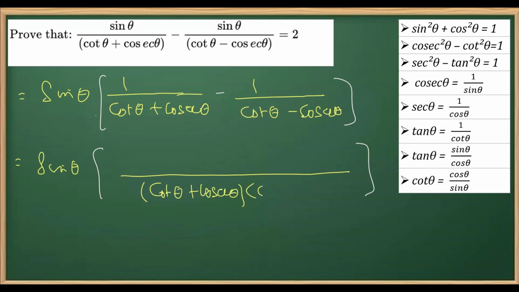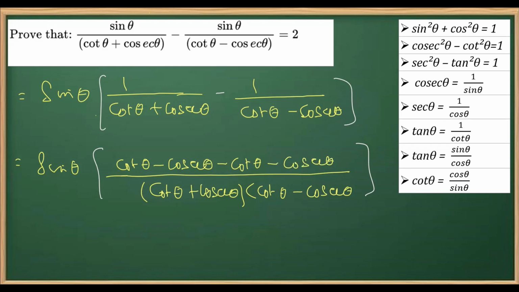into cot theta minus cosec theta. So 1 multiplied by cot minus cosec, so it's going to be cot theta minus cosec theta. Well, for the other part, you need to be careful. This is minus 1 multiplied by cot plus cosec, right? So it's going to be minus of these two, that is minus cot theta and minus cosec theta.